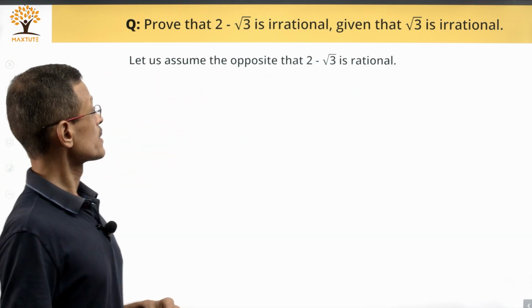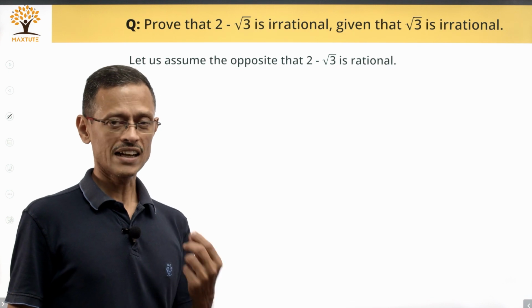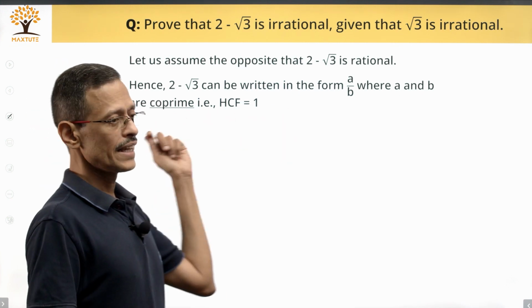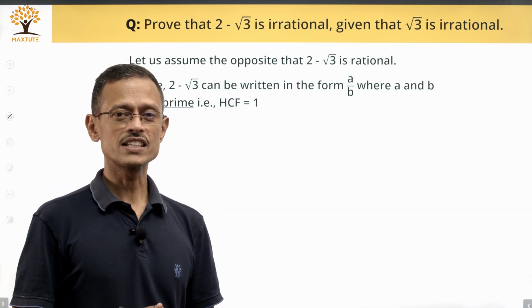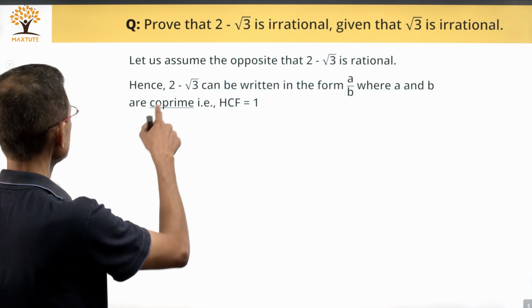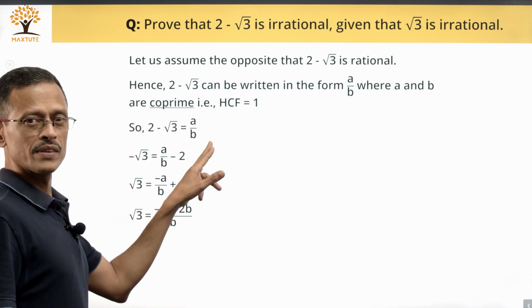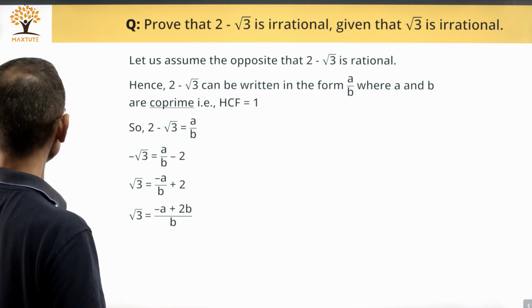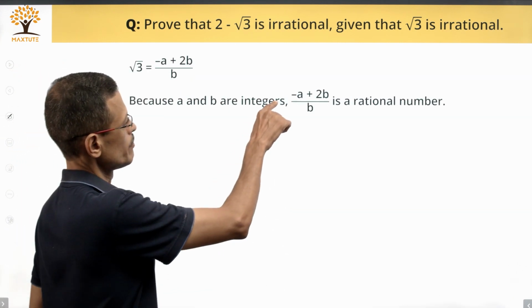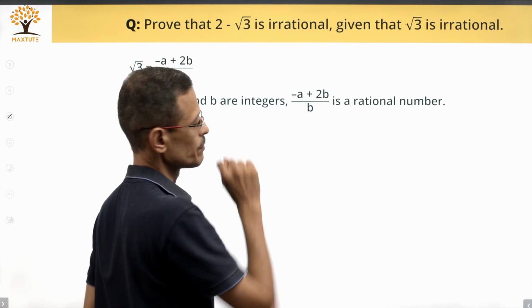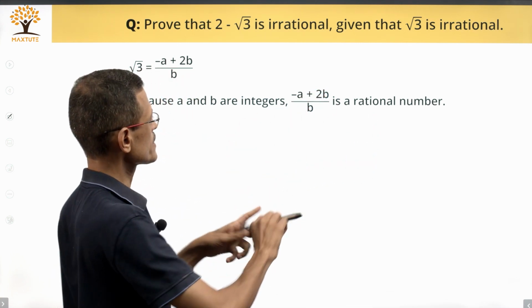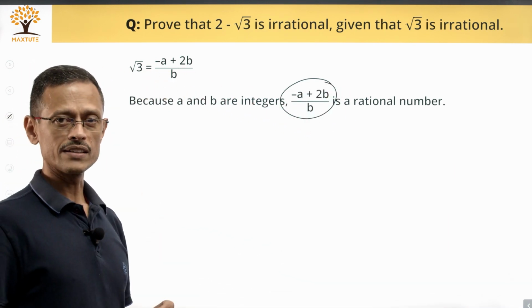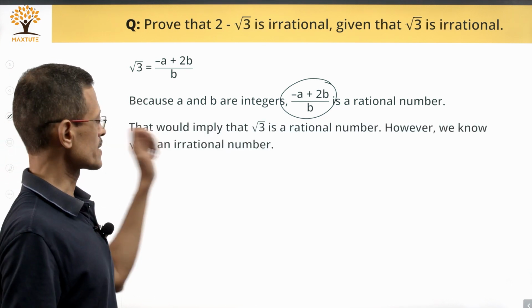Start this way. Let's assume the opposite, that 2 minus root 3 is rational. If 2 minus root 3 is rational, it can be expressed in the form a by b, where a and b are co-prime integers, essentially meaning that their HCF is equal to 1. So 2 minus root 3 is equal to a by b. We have essentially got root 3 to be equal to 2b minus a divided by b. Because a and b are integers, it would pan out that minus a plus 2b is an integer and b is an integer, translating to the fact that this expression is a rational number. What is this expression? This expression is what root 3 is. It pans out therefore that root 3 is rational.